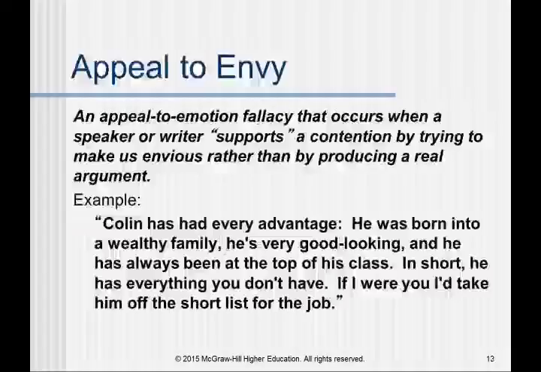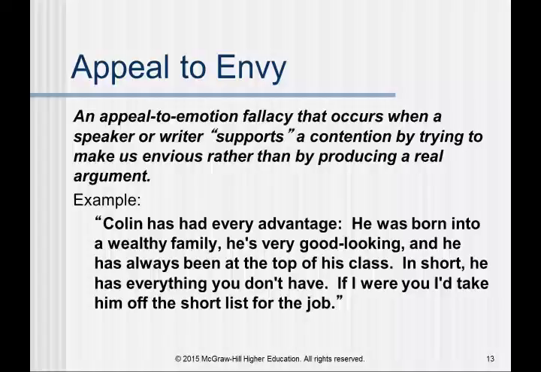Appeal to envy. Appeal to envy is a fallacy that occurs when a speaker or writer supports a contention by trying to make us envious rather than producing a real result. Here's the example. Colin has had every advantage. He was born into a wealthy family, he's very good looking, and he always has been at the top of his class. In short, he has everything you don't have. If I were you, I'd take him off the short list for the job.